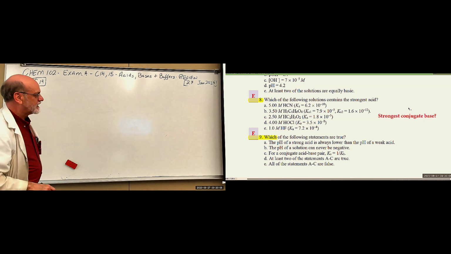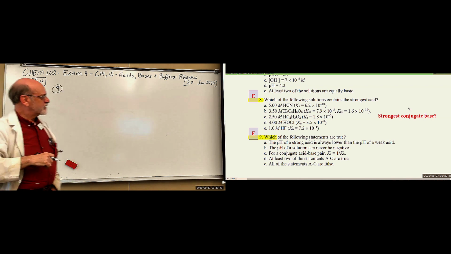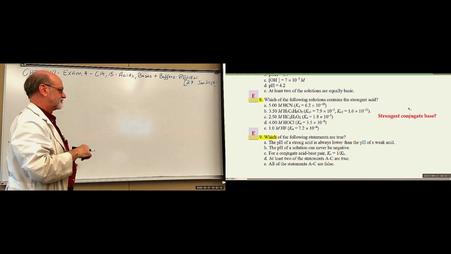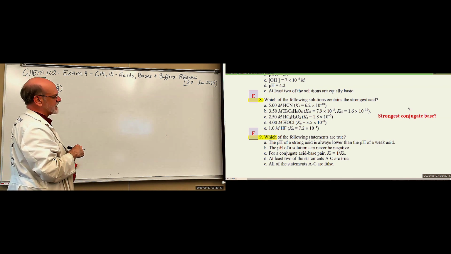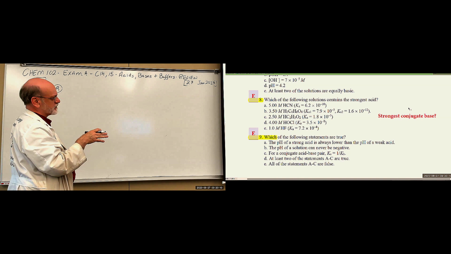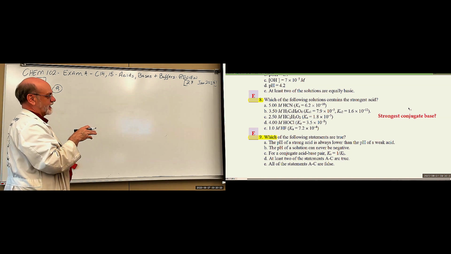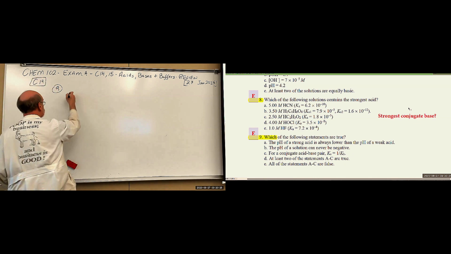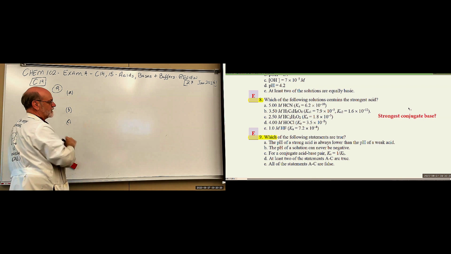Okay. Let's see. Number 9. Which of the following statements are true? Let's see. D and E: at least 2 of the statements are true, or E, all the statements are false. All right, so we've got to look at each one of them, A through C.